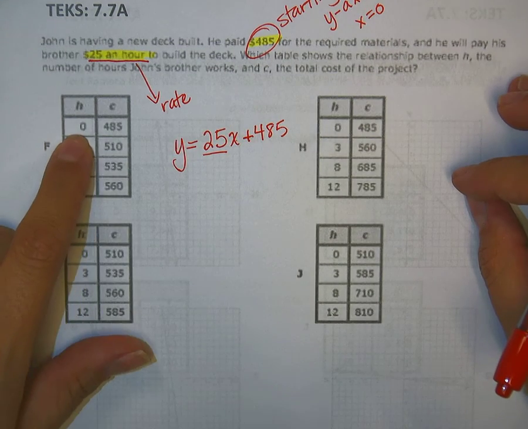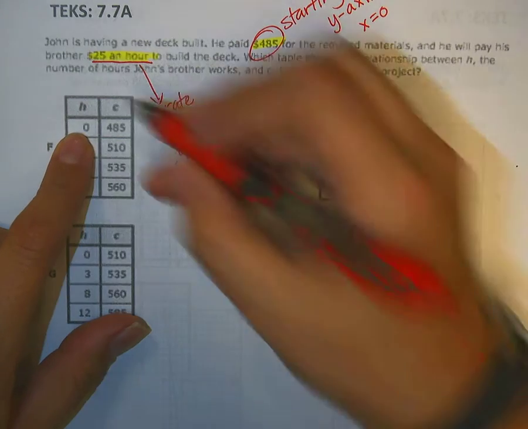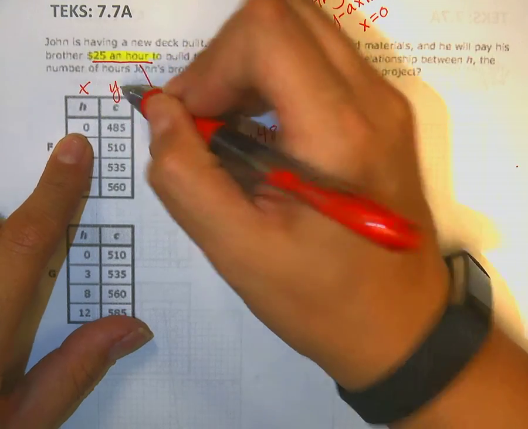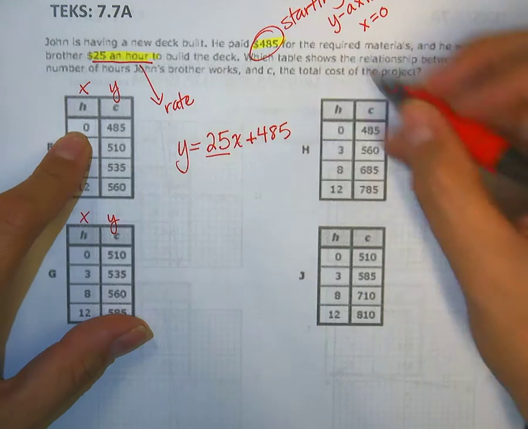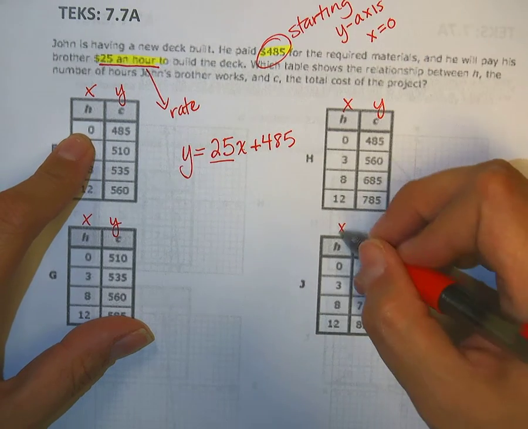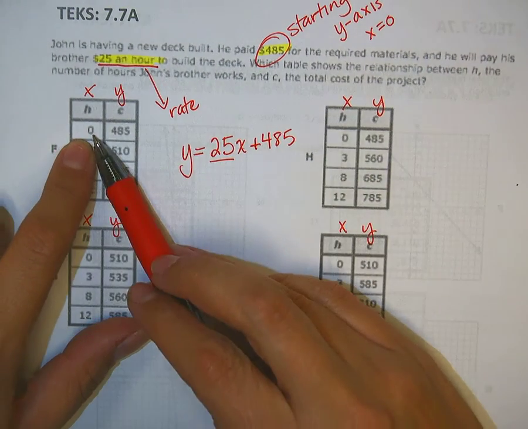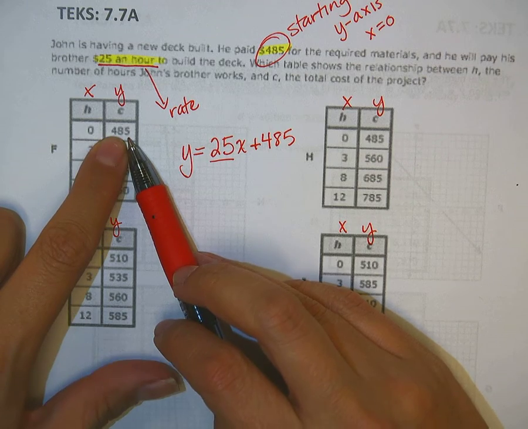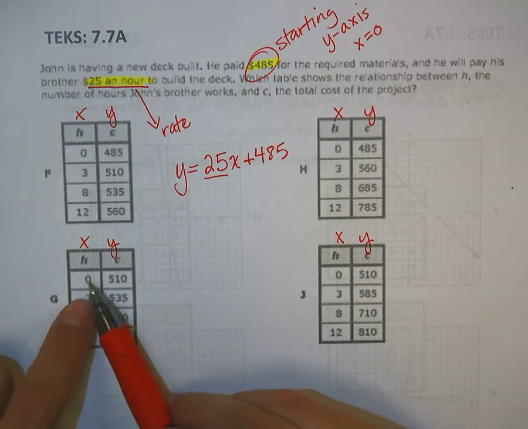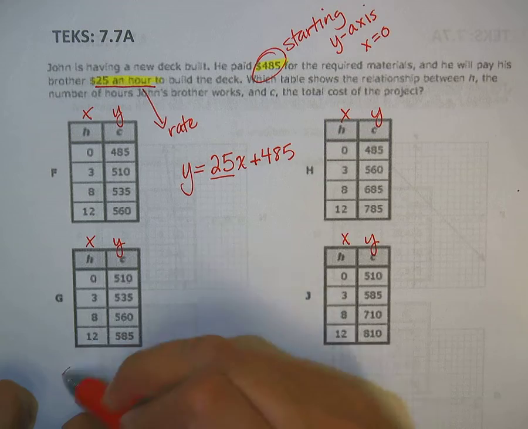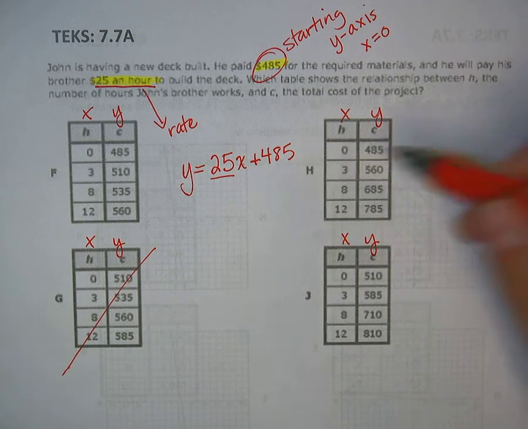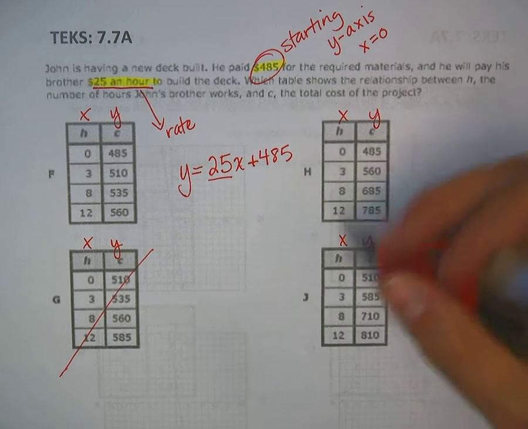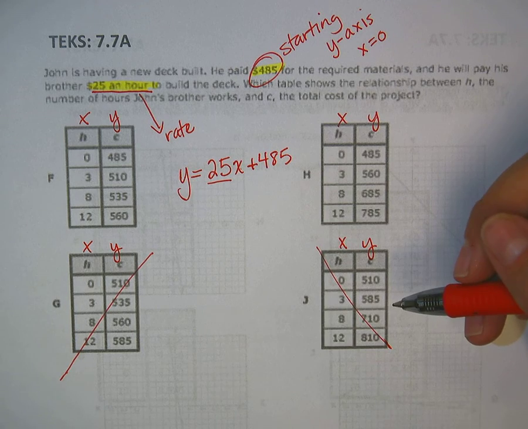So let's look at what we've got here. When x is equal to 0, and in this case, they put h and c, which is a pain, but either way, no worries. Those are x's and y's. When x is 0, 485 is my y, so that might be it. But when x is 0, 510 is my y. That's clearly not right. 0 and 485, and then 0, 510. Okay, so we've eliminated two answers.